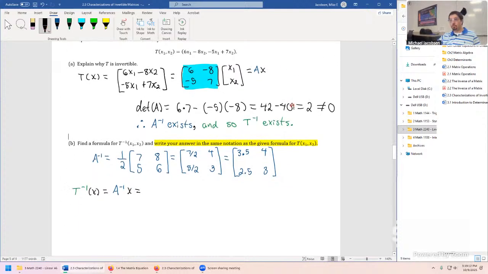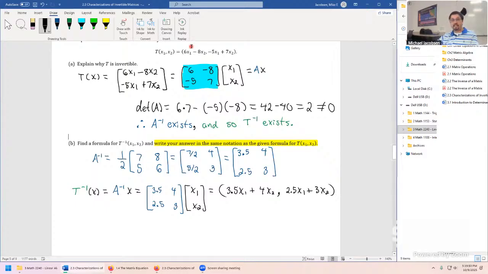Which is going to be, let's scroll down, 3.5, 2.5, 4 and 3, multiplying the column vector x1, x2. Putting it in the same notation as above just means we're going to write it comma separated. So 3.5 x1 plus 4 times x2, comma, 2.5 times x1 plus 3x2.